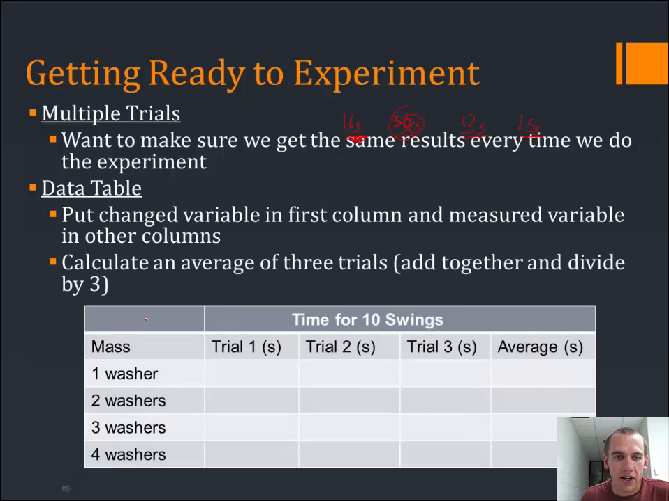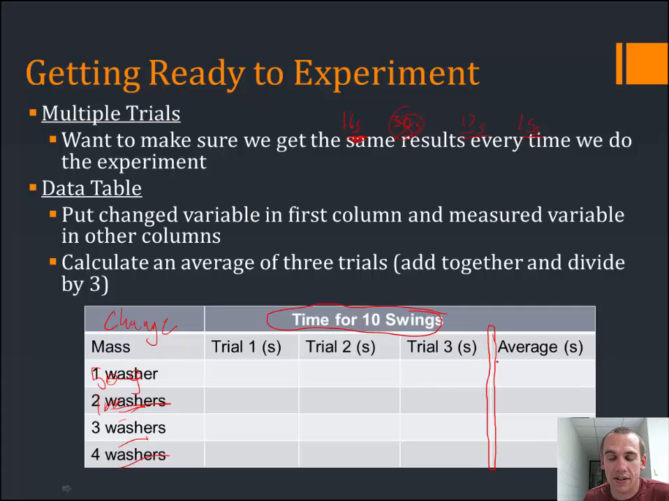I have over here the variable I'm changing, how much mass is on the end of my pendulum. So this says 1 washer, 2 washers, 3 washers, 4 washers. We're going to use probably 50 grams, 100 grams, whatever your mass is, and this could be angle, this could be length, depends on what your experiment is. Time for 10 swings, so I told you what I'm measuring over here, and then I have trials. I have trial 1 time, trial 2 time, trial 3 time, and then I'm going to change my mass, and I'm going to do the 3 trials again. Then I'm going to change the mass, I'm going to do my 3 trials again, and up until I've measured all the different masses.